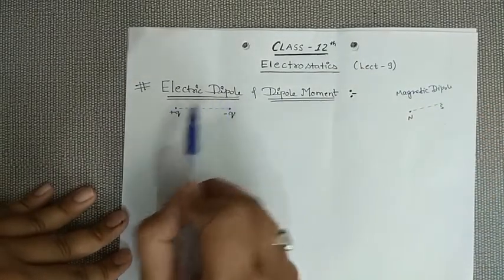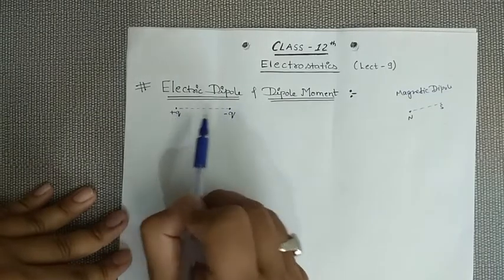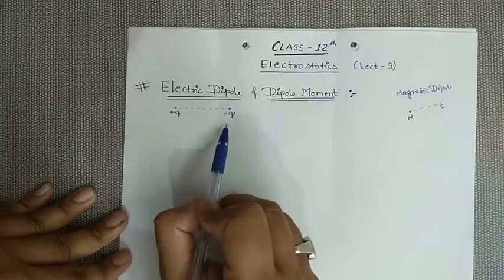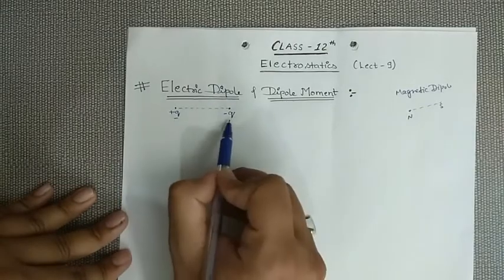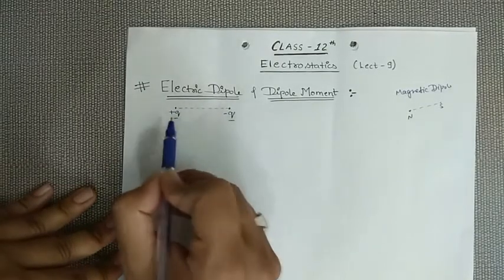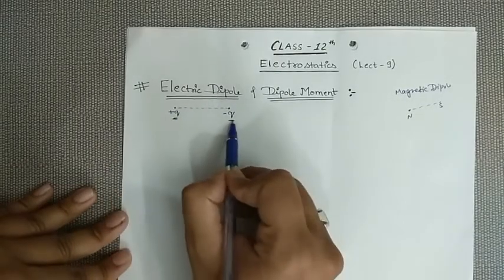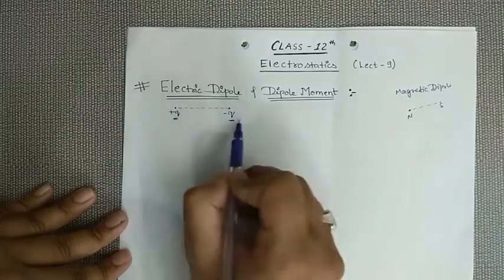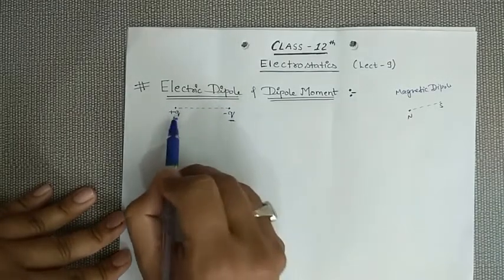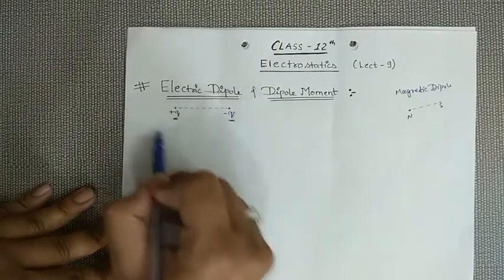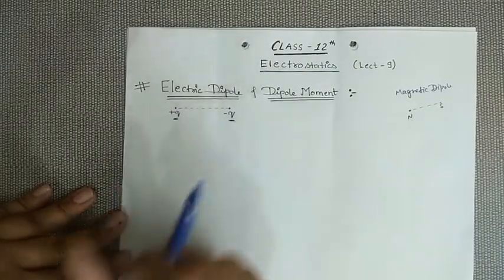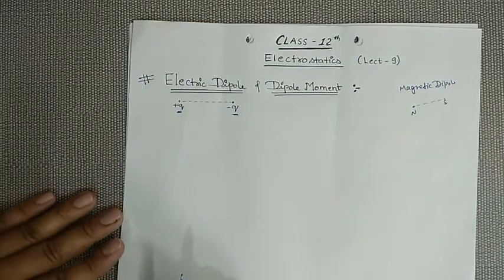So electric dipole means two charges, positive and negative, and they are equal in magnitude. If this is 1 coulomb positive, then this will be 1 coulomb negative. If this is 5 coulomb positive, then this will be 5 coulomb negative. Both the charges should be equal in magnitude but opposite in polarity, and the distance between them should be very small. This becomes the configuration of an electric dipole.